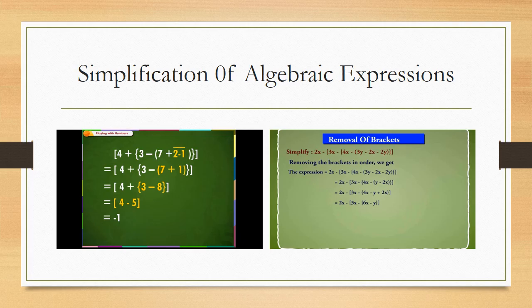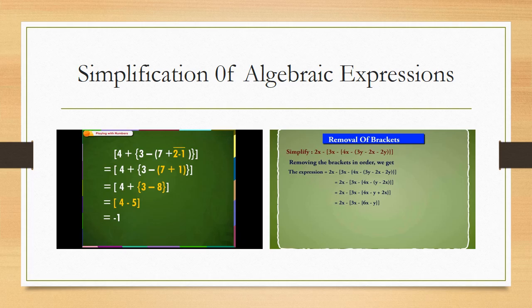Simplification of algebraic expressions. The rules for the simplification of an algebraic expression are the same as the rules used for numbers. Removal of brackets. Brackets in an algebraic expression are opened in the order: first line bracket, then parenthesis, then curly bracket, and then square bracket. So we have to follow the rule of removal of brackets.